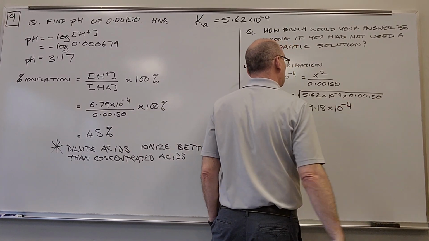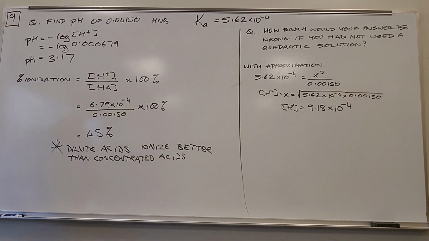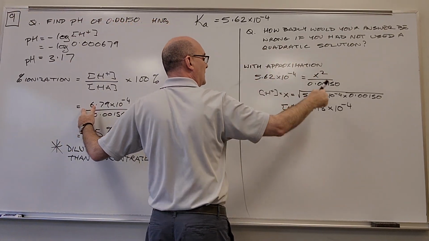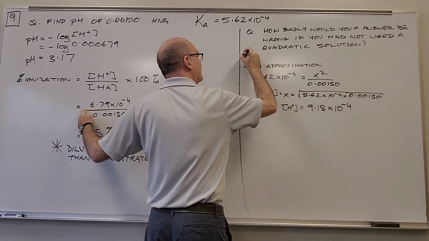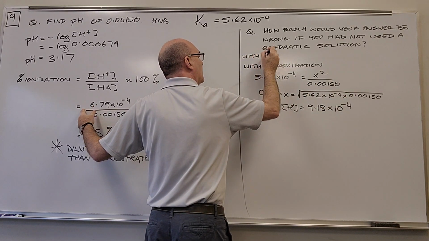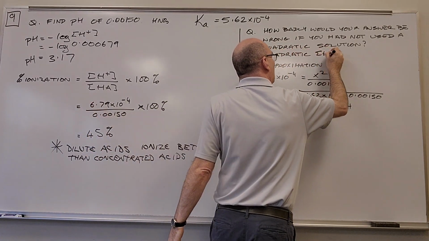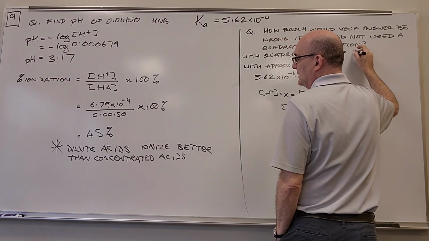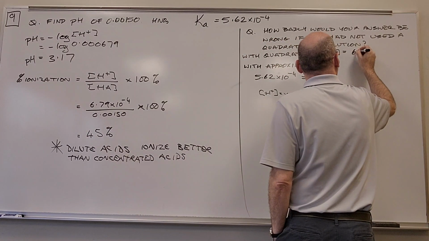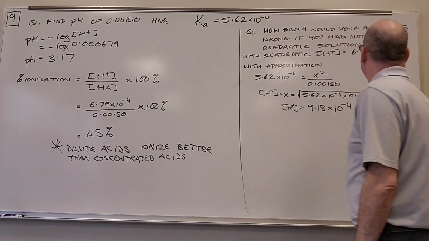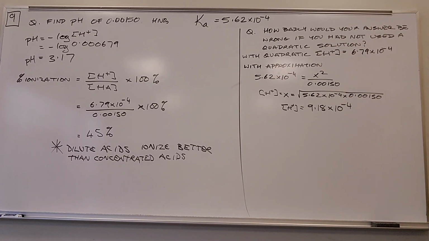And what was it without? It was 6.7. Oh, very good. With the approximation, it's 9.18 times 10 to the -4. With the quadratic, the value is 6.79 times 10 to the -4. How far are they off from each other? A good bit. A good chunk.